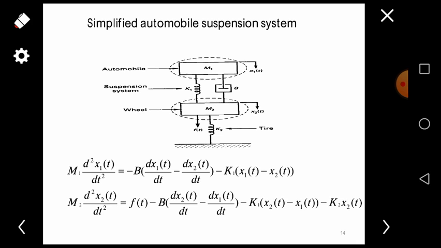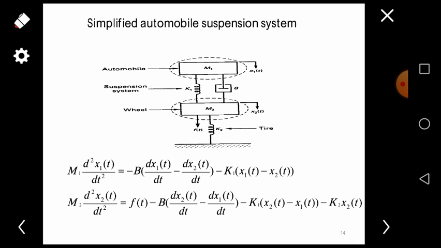Now we are going to write the equation for mass 2, that is m2 d square x2 divided by dt square equals f of t minus b into dx2 divided by dt plus dx1 divided by dt. Here we are writing the values for mass 2.